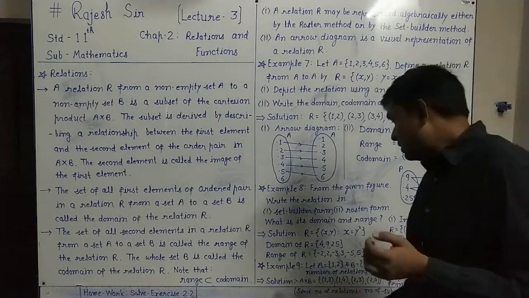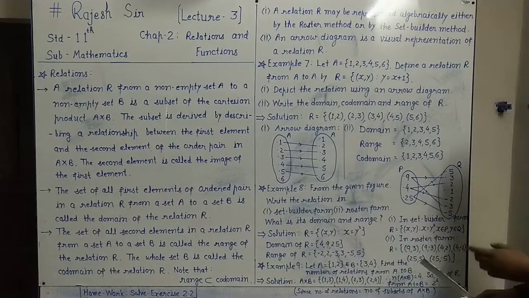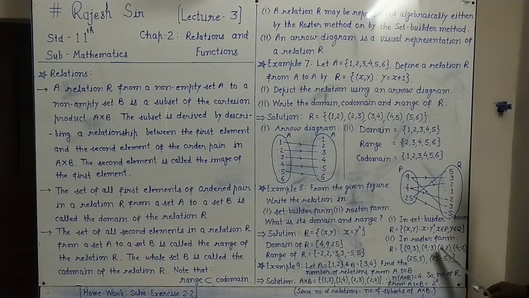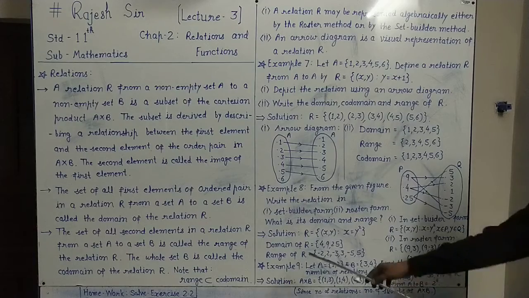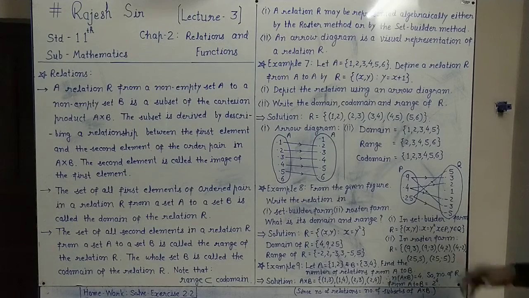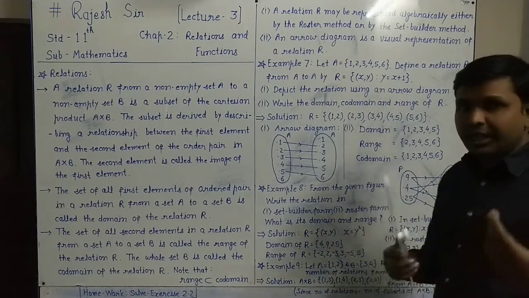In range, the set of all the second elements are 3, minus 3, 2, minus 2, 5, minus 5. In order, if we write: minus 2, 2, minus 3, 3 and minus 5, 5. These are the range. Here only domain and range is asked, so we are writing that.